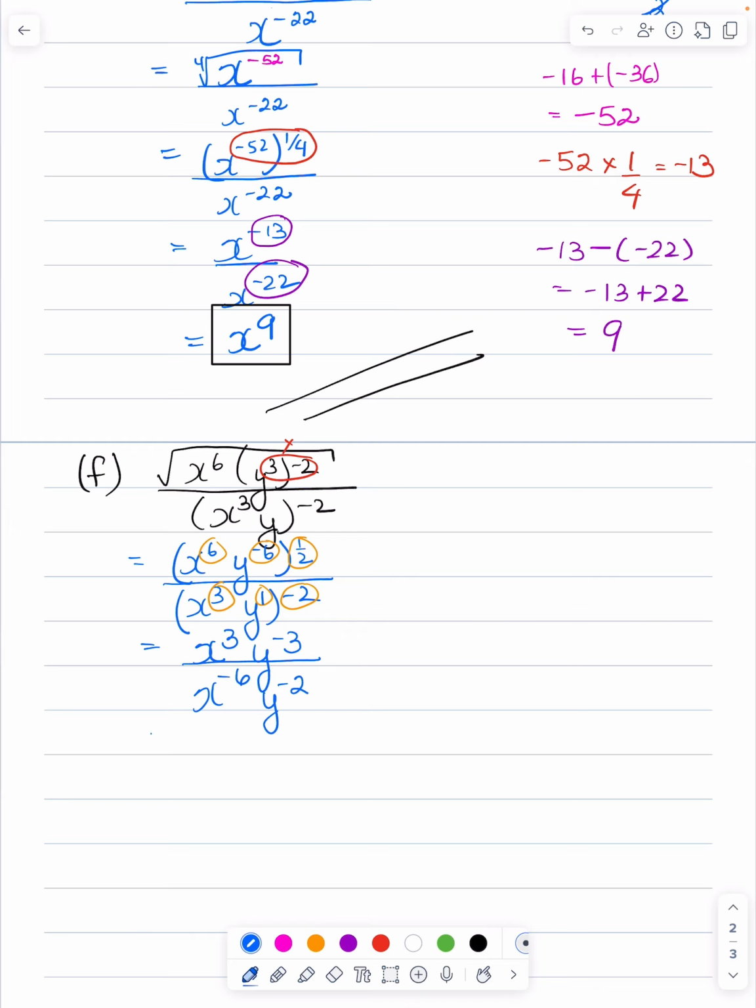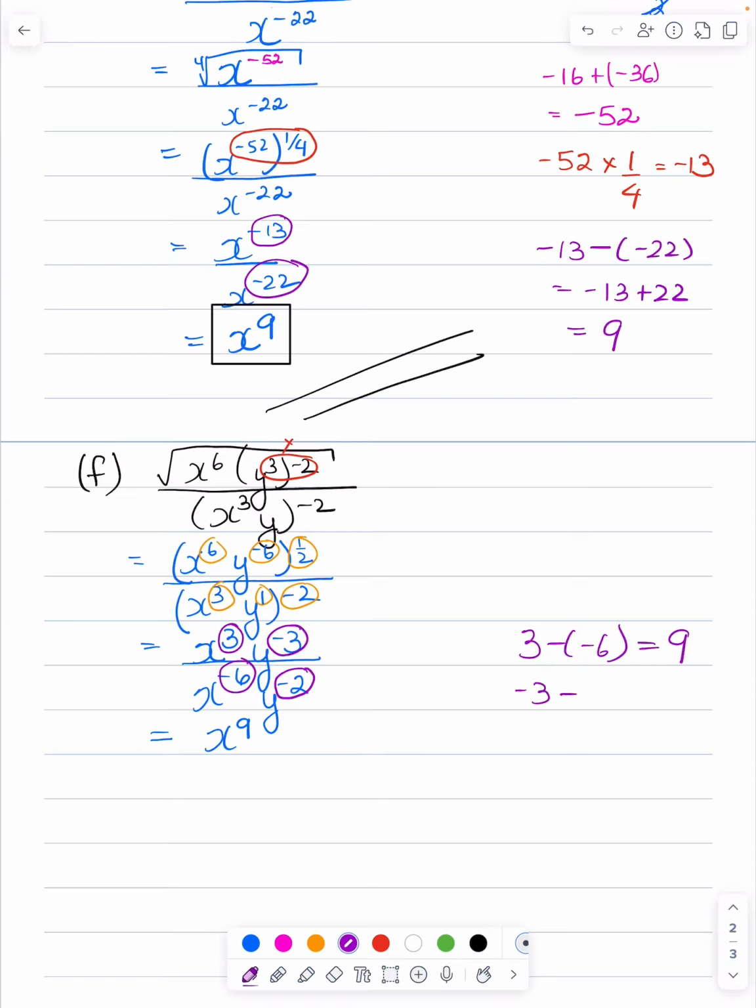So now I can subtract the exponents here. I can subtract 3 minus negative 6. That gives me a positive 9. So I'm going to have x to the exponent 9. I can subtract these as well. So negative 3 minus negative 2. That's going to be negative 3 plus 2. The answer is negative 1.